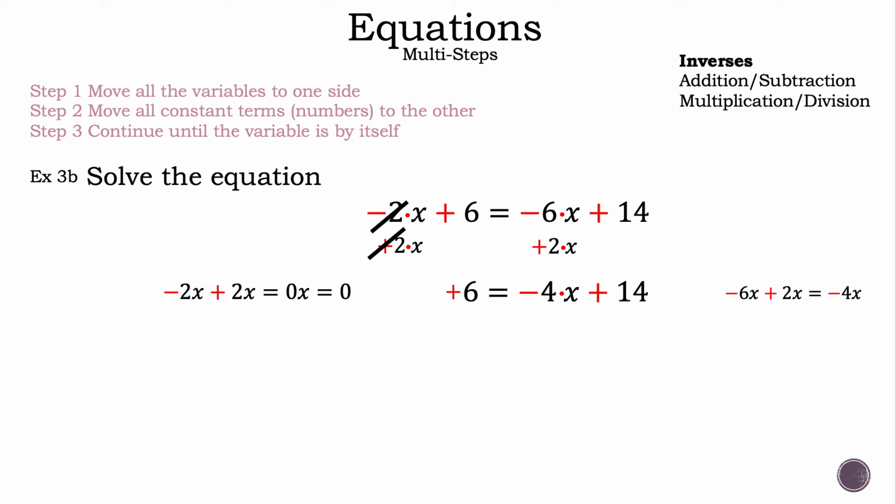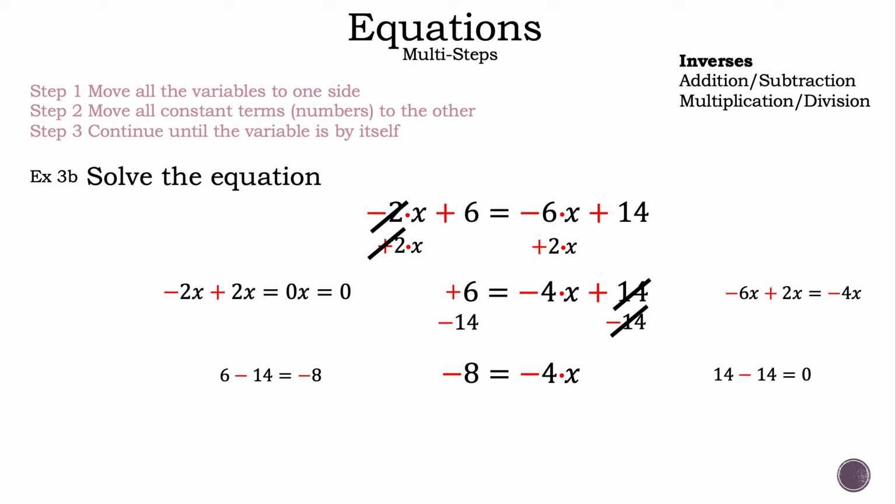We need to get rid of that plus 14, and the inverse of that is subtraction. So 14 minus 14 is 0. Those numbers cancel. Now we need to do it to the left side. So we have 6 minus 14, which is equal to negative 8. Let's write down what we have. So we have negative 8 is equal to negative 4 times x.